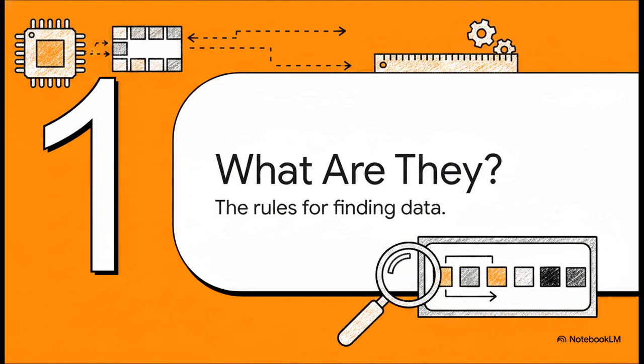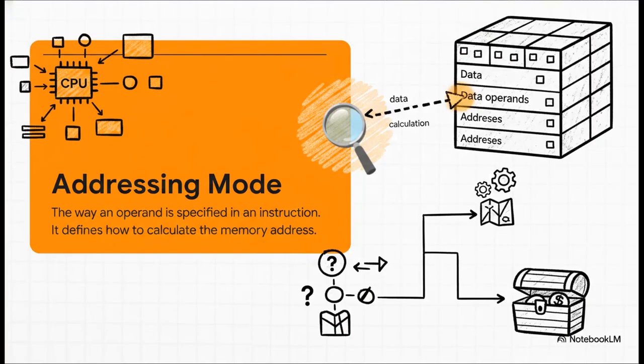At their very core, what are they? Well, addressing modes are just the specific rules a CPU follows to understand an instruction and figure out the final location of the data it needs to work with. To get a little more formal about it, an addressing mode defines how an instruction specifies its operand, and an operand is just a fancy word for the data it's operating on. So really, each mode is just a different recipe for calculating the final memory address of that data.